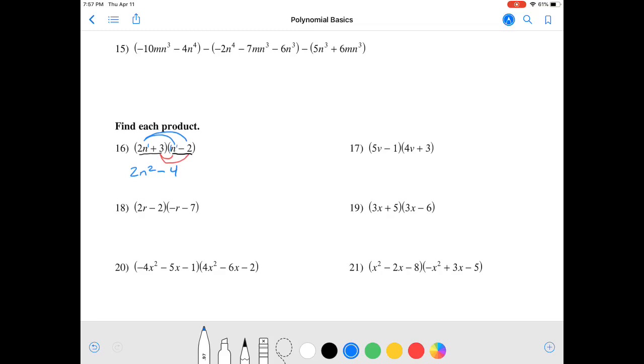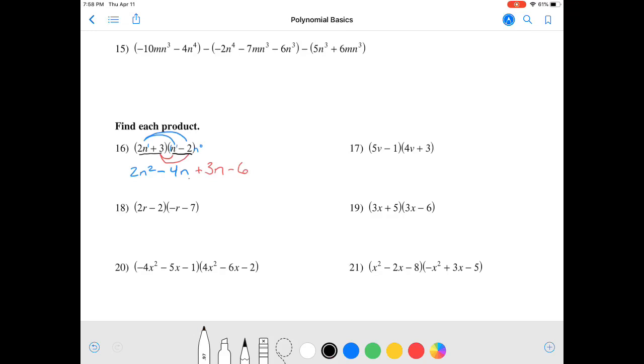Now we're going to do 2n times negative 2. So that's going to be negative 4. And remember that 2 is kind of like an n to the 0 power. So 1 plus 0 is 1. So we have negative 4n to the first power. Now we're going to do 3 times n. So 3 times 1 is 3, and then n to the first power. And then we're going to do positive 3 times negative 2. A positive times a negative gives us a negative 6.